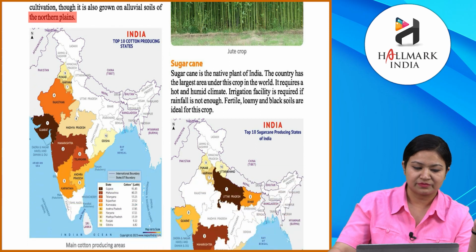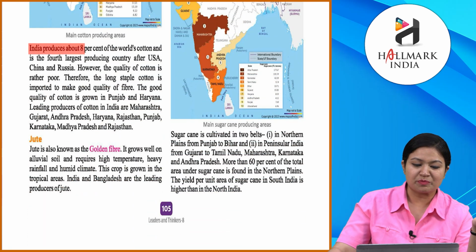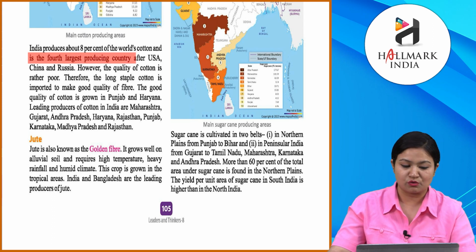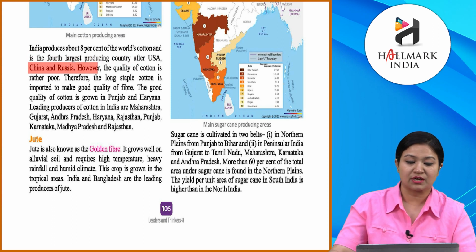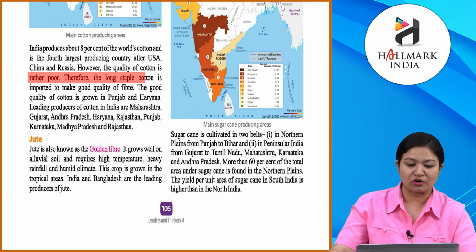India produces about 8% of the world's cotton and is the fourth largest producing country after USA, China and Russia. However, the quality of cotton is rather poor. Therefore, long staple cotton is imported to make good quality fiber.